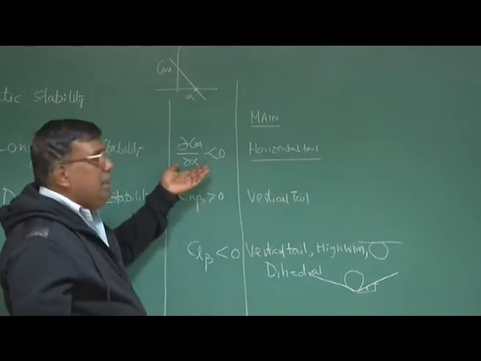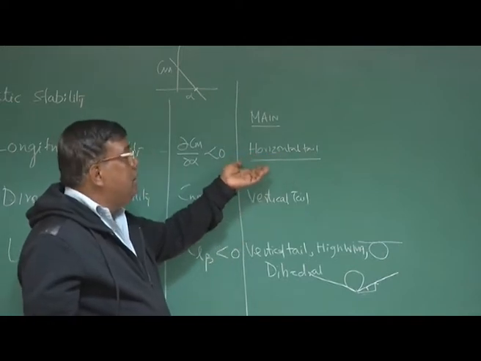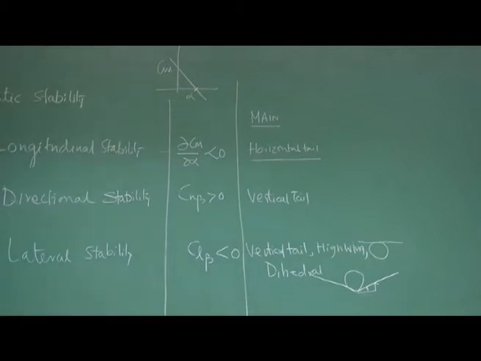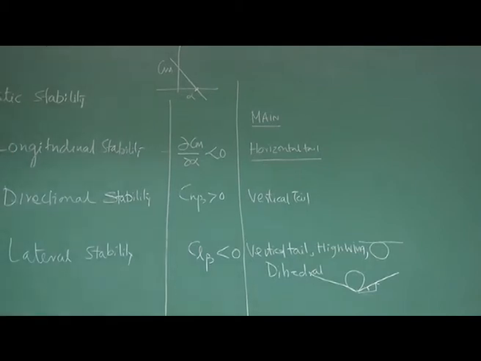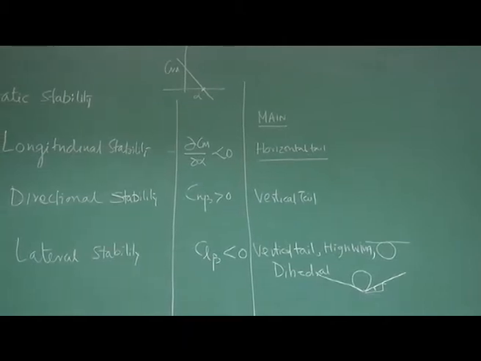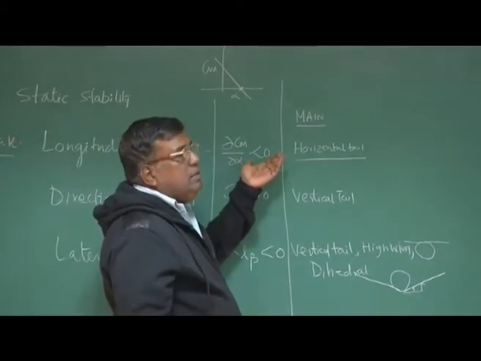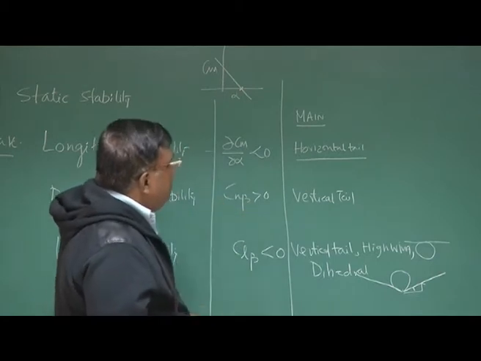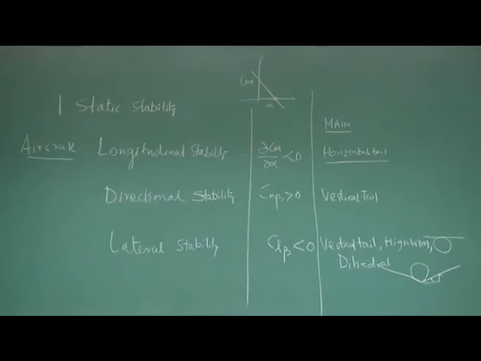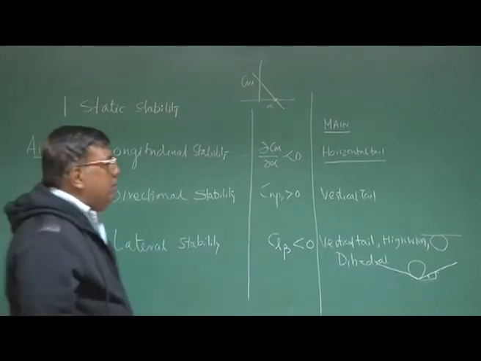When I say dCm by d alpha less than 0, the main contributor for static stability is the horizontal tail. Wing also contributes towards stability. If the aerodynamic center of the wing is ahead of the CG of the airplane, it is destabilizing. If it is aft of CG, you know it is stabilizing. And similarly the fuselage here is mostly destabilizing. Cn beta also you get from the fuselage, which is again destabilizing, but the vertical tail makes it stabilizing, right? Wing also, if we give a sweep, it will have a stabilizing effect.